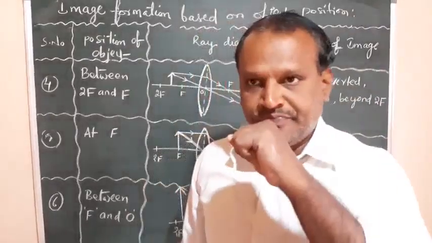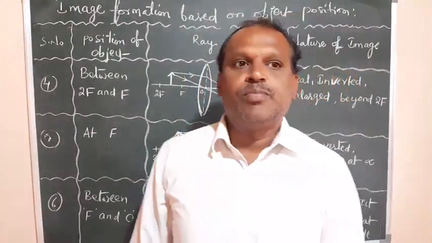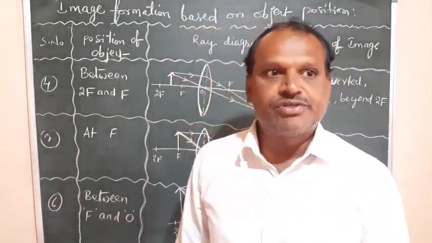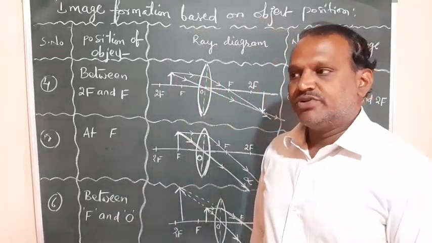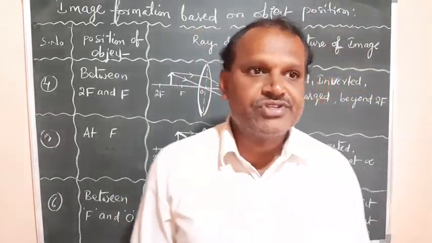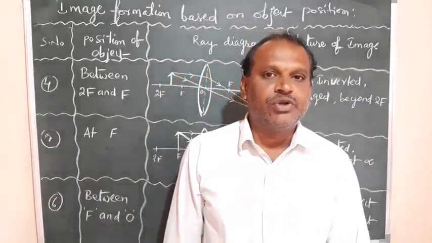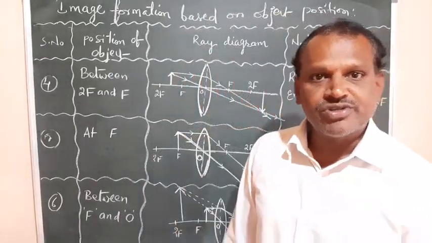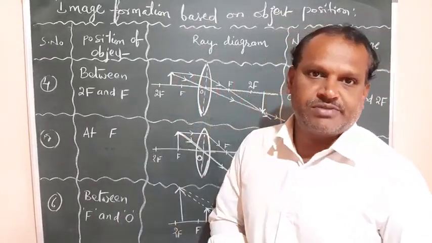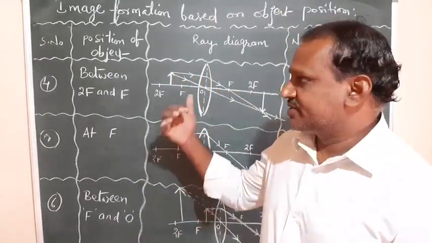The remaining positions of objects where the image forms. In the previous video there was a little bit of disturbance, so I'll continue with the remaining cases also, where the object positions change, how the image formation takes place and its nature, so that we can discuss it further.